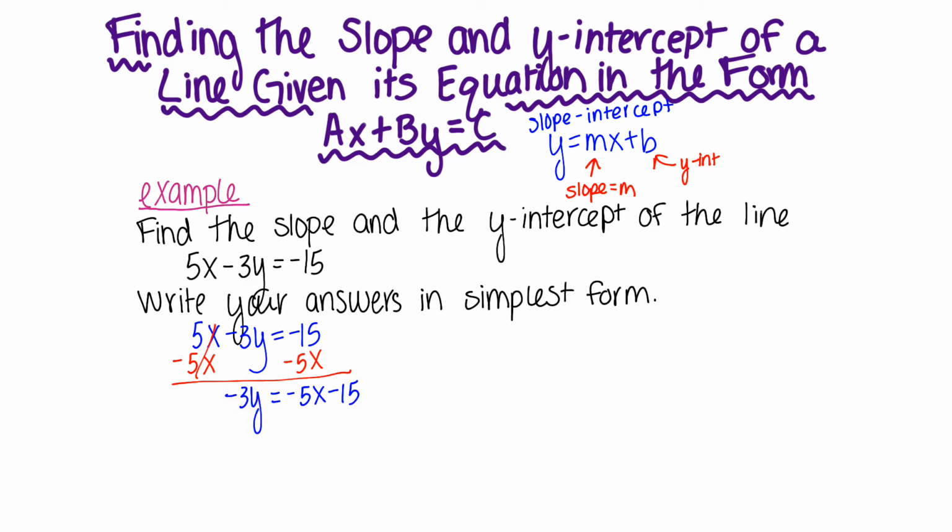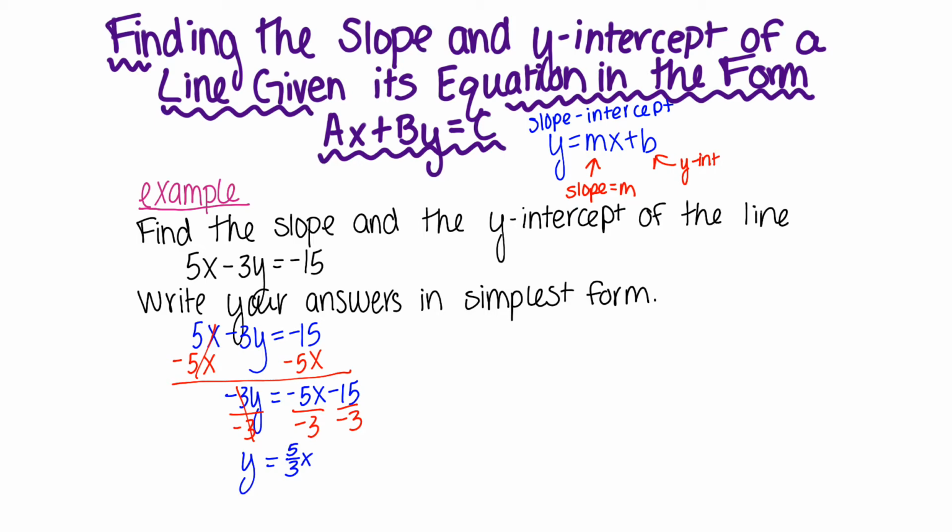Now, to get y completely by itself, you want to divide by negative 3. When you divide by negative 3, you're dividing everything by negative 3. Every piece gets divided by negative 3. Now we just have y equals negative 5 over negative 3 is positive 5/3 x.